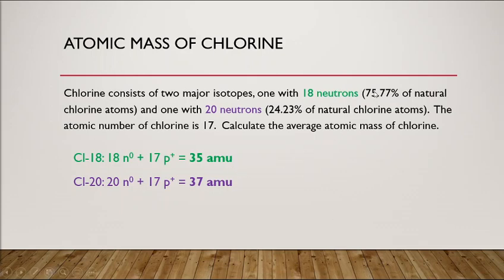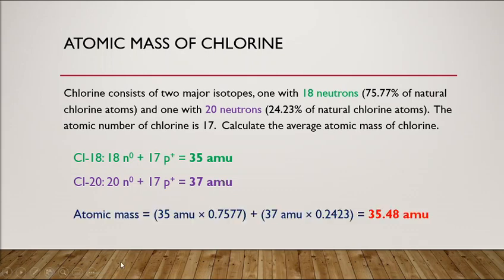Luckily, I tell you the percents here. I tell you 75.77% of this stuff is going to be my chlorine 35, and then 24.23% of this stuff is going to be the chlorine 37. And so putting this into math terms, take the mass of isotope 1 times the percentage of isotope 1 plus the mass of isotope 2 times the percentage of your second isotope. Make sure that you do these weighted averages correctly. Beyond that, you need to be very comfortable with doing this kind of stuff because it's going to show up a whole lot in the coming slides.